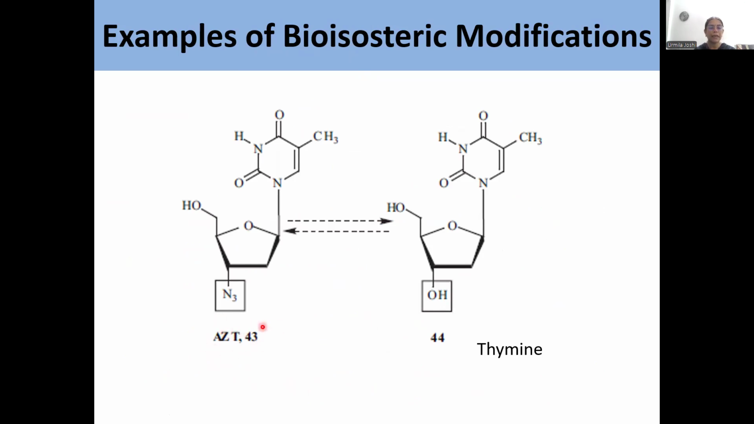Now, examples of bioisosteric modification. This is azidothymidine. This is a drug which is used for HIV. Now, look at the structural similarity between azidothymidine and thymidine, which is a naturally occurring nucleoside. So the OH is being replaced by N3, azide. And this gets converted to a bioisosteric modification of thymidine.